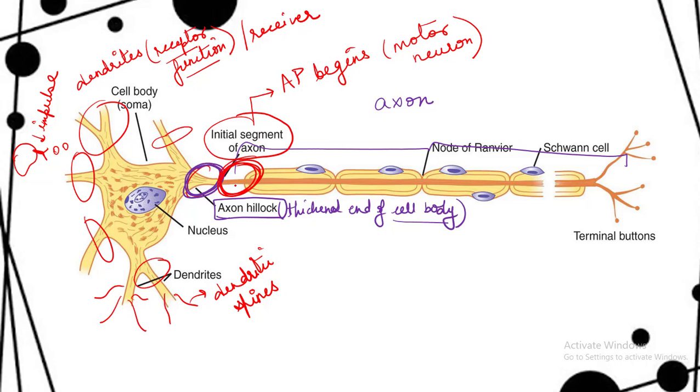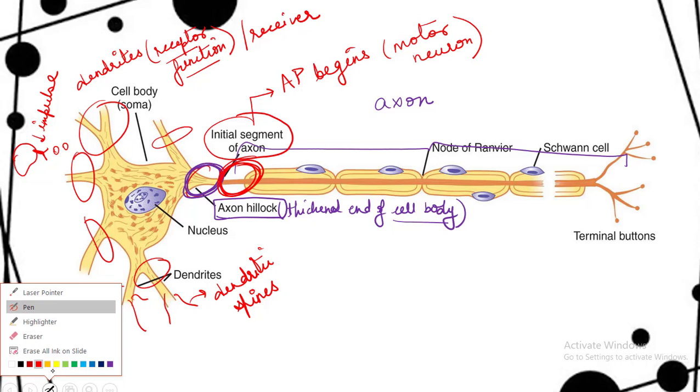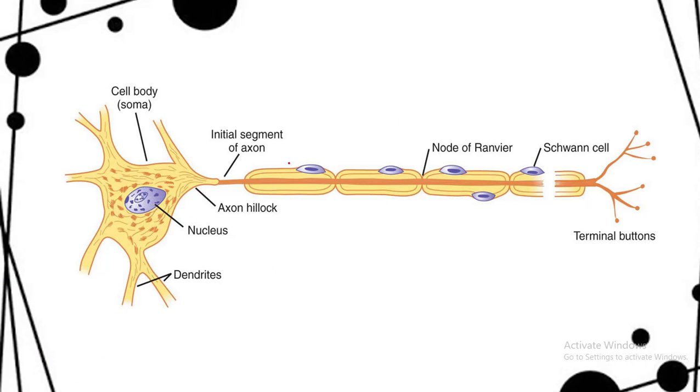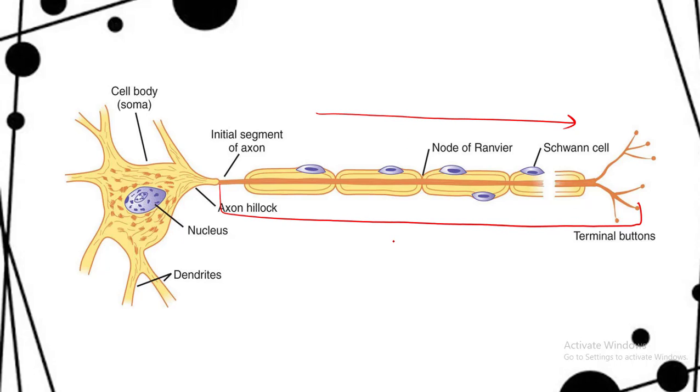Then as you can see, as we move towards the end of the axon, this whole part from here to here is the axon. As we move towards the terminal part of the axon, from here the axon divides into many branches, and these branches are called the telodendria.